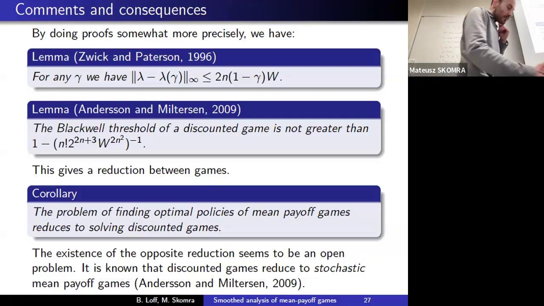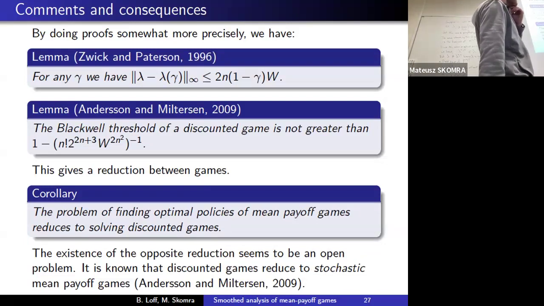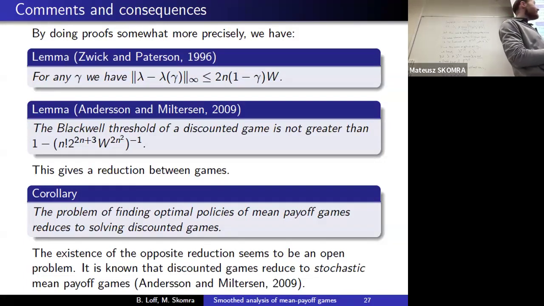So let me give some comments about this. If you do this proof a little bit more precisely, then you can actually get some rates of convergence and stuff like this. So Zwick and Paterson proved that not only is the value of the mean payoff game the limit, actually you have this convergence. It converges at the rate one minus gamma. That's the estimate of how fast the value of the discounted game goes to the value of the mean payoff game.